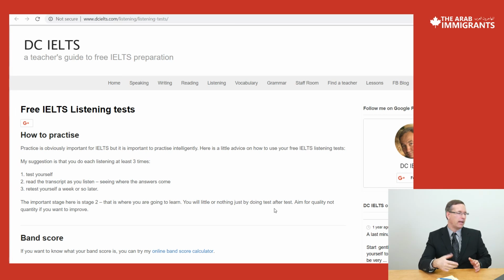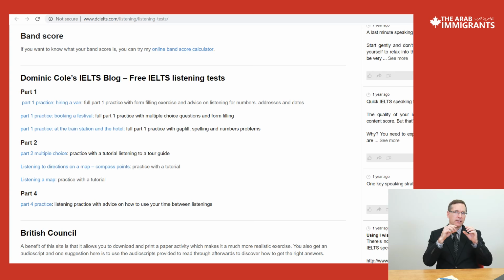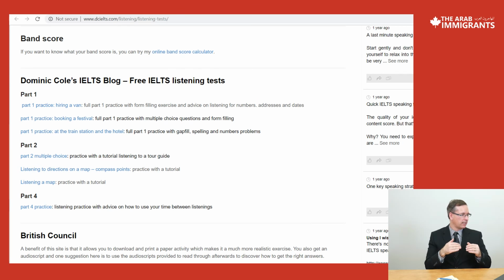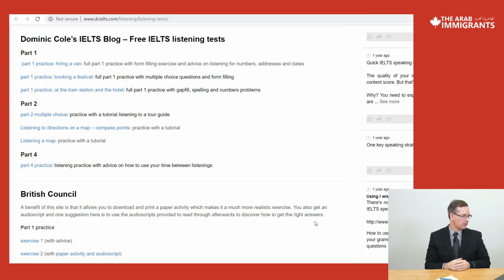So here is where I can be listening to different types of questions within the first section or within the second or the fourth section. For example, in part 1, he has form filling exercise. That's a fancy way of saying fill in the blank. And advice with numbers, addresses, dates. He has a full practice with multiple choice questions and fill in the blank. And then he also has one with spelling and number problems. So that will give you more help in that first section. Part 2, part 4 that he has there.